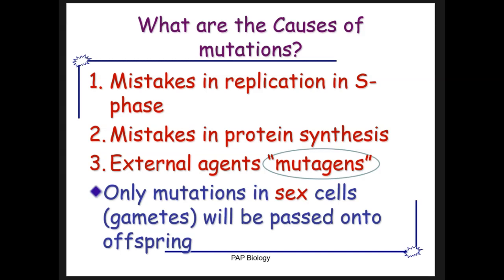The mutations in the HIV's RNA lead to alterations in the protein markers on the virus that the immune system targets. And if the target is always changing, it's almost impossible for the immune system to remove the virus. Only mutations in sex cells or your gametes will be passed on to your offspring, though.